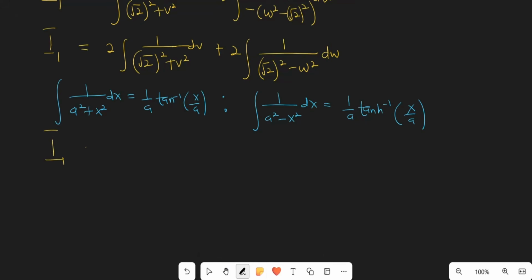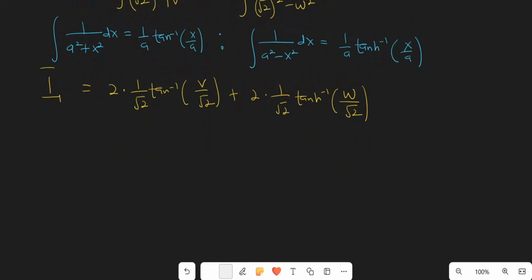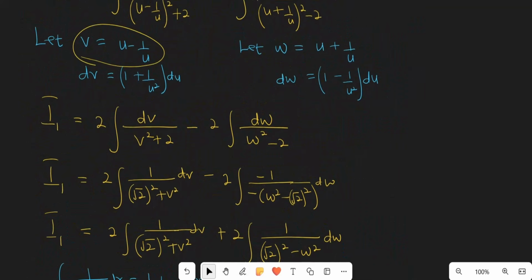So our integral I1 is going to be equal to 2 times, now solving the integral, we have 1 over a, where a here is the square root of 2, then the tan inverse of v over the square root of 2, plus 2 times 1 over a, where a here is the square root of 2, and then the tan hyperbolic inverse of w over the square root of 2. So now we have to replace v and w. Go back up. V is u minus 1 over u and w is u plus 1 over u.